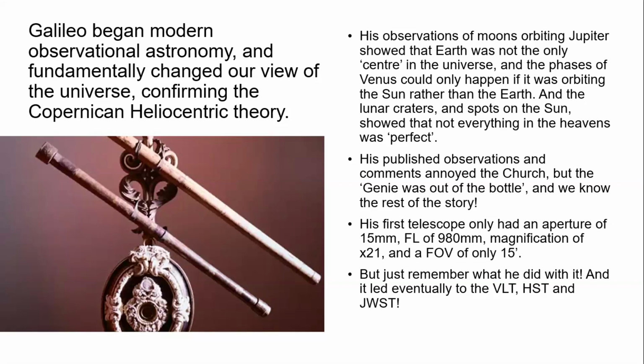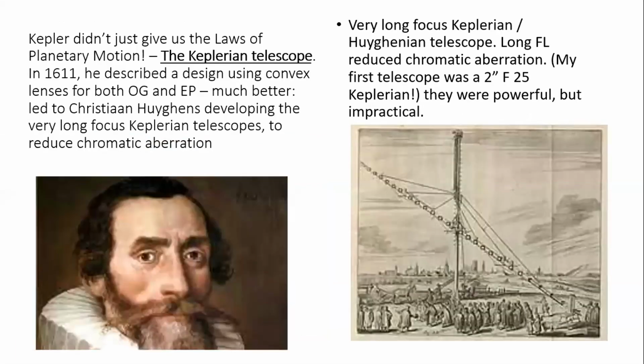His first telescope was very primitive, only 15mm in diameter, with a focal length just under a meter and a magnification of 21, which is quite powerful, more than binoculars, but a field of view of only about 15 minutes. And the important thing is what he did with it. They changed the worldview of humanity by putting us no longer at the center of everything, and it led on to the cutting edge, top of the range telescopes that we have at the moment.